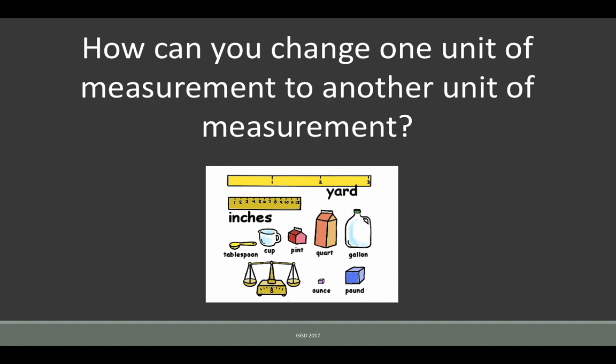Today, our focus question is going to be, how can you change one unit of measurement to another unit of measurement? We're going to be taking a look at that star reference chart that I gave you that you should have still in your binder. You don't need it out right now because you're going to see clips that are going to help you focus in on exactly what you should look for in different situations. But if you'd like to have it out so that you can reference what you're seeing on the screen to what you would see on the reference material, you're welcome to do so.